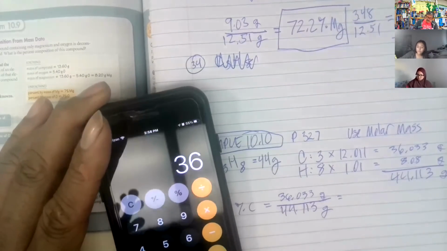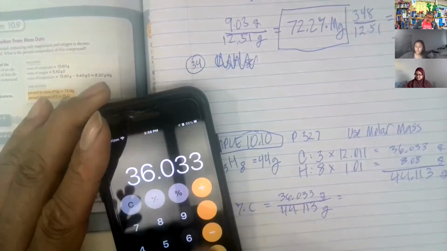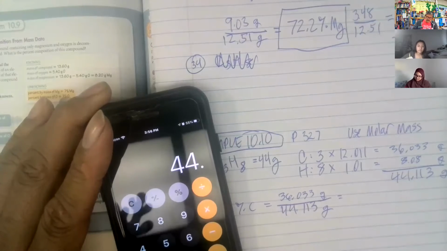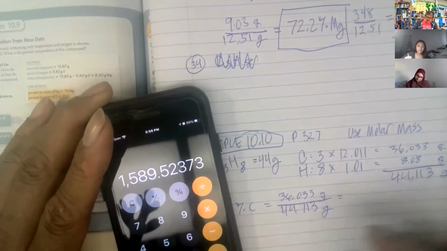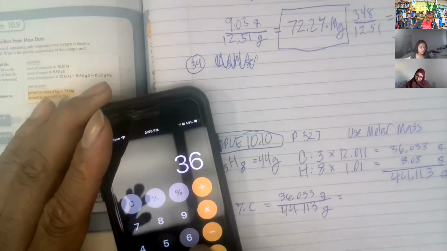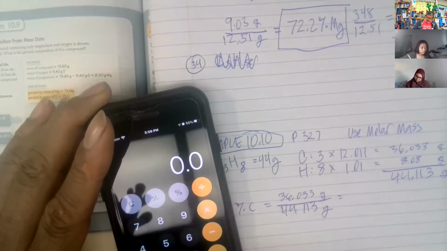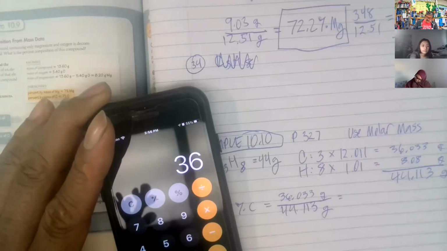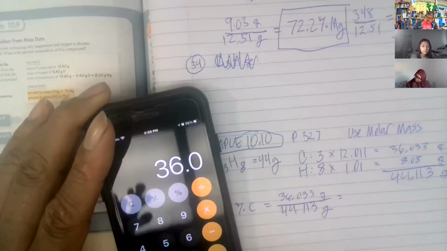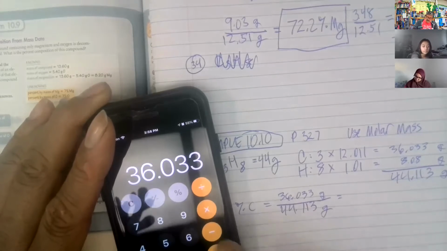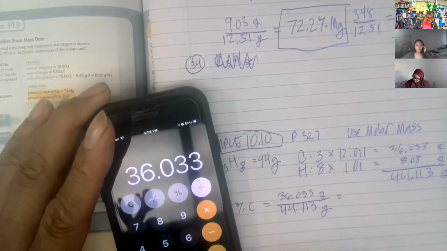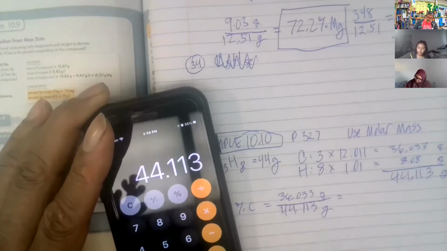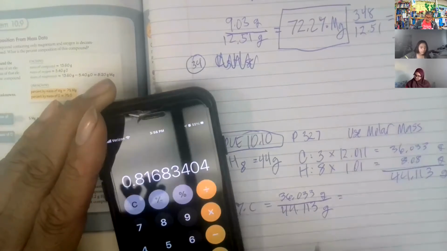So we have 36.033 times 44.113 equals, whoops, I must have done something goofy, because that can't be the answer. Oh, 36.033 divided by 44. Just slow down, I guess. Okay, that makes more sense.